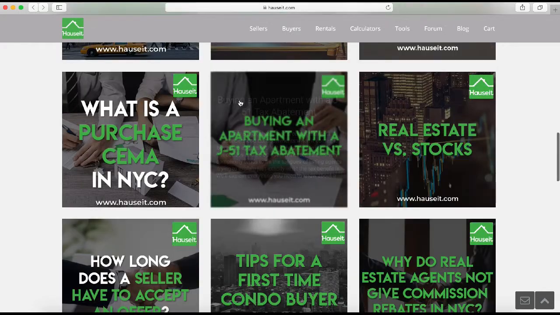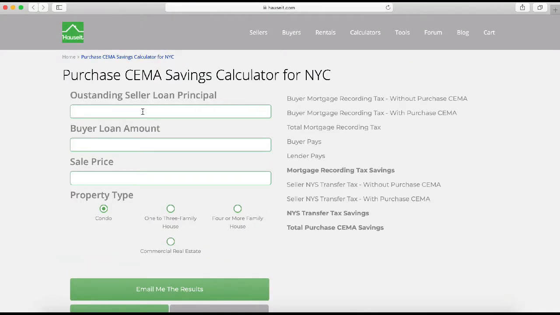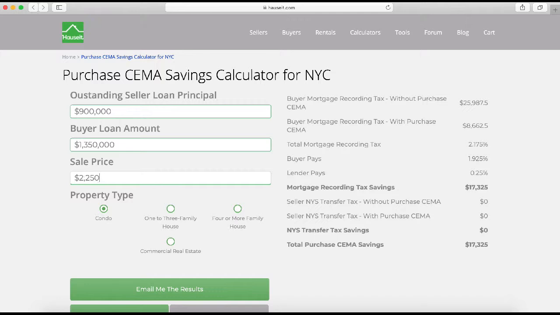So going back to the calculator itself, we can actually give it a shot. Let's say that the seller has an outstanding loan principal of $900,000 and the buyer is taking out a loan of $1,350,000. We can also say that the sale price is $2,250,000. Now, if you look here on the right, you'll see that the buyer's mortgage recording tax without the CEMA is around 26K, but with the purchase CEMA, it's around 8,000. So there is a savings available for the buyer on the mortgage recording tax of over $17,000.